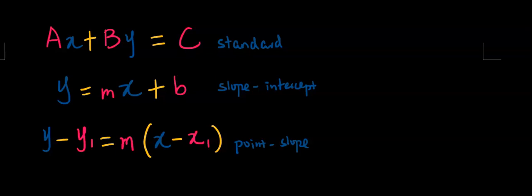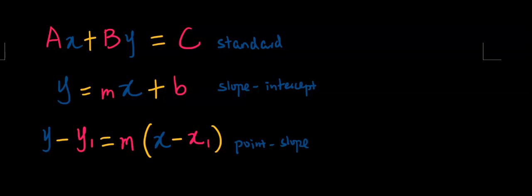Welcome back. Recently, we have studied 3 different forms for writing a linear equation. Let's look at our first one. It's called standard form: Ax + By = C, where A, B, C are real numbers, and A and B cannot both be 0. And the next one, y equals mx plus b.